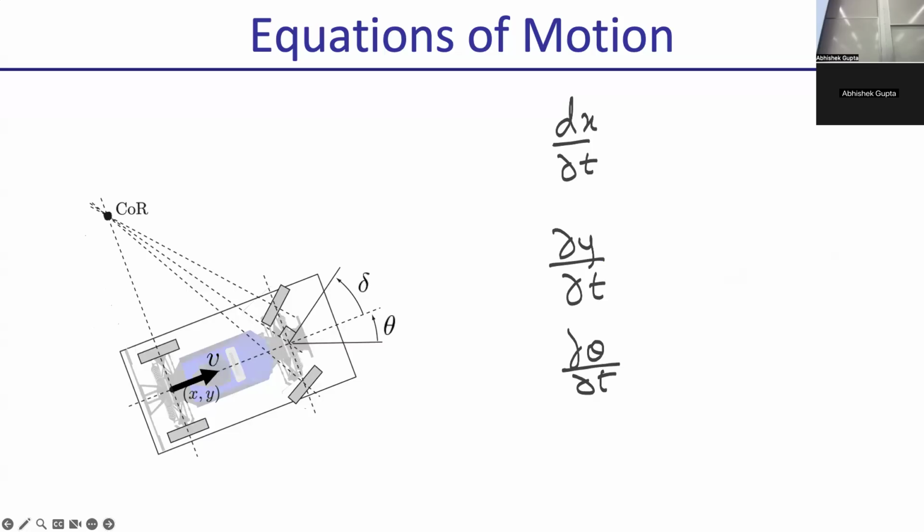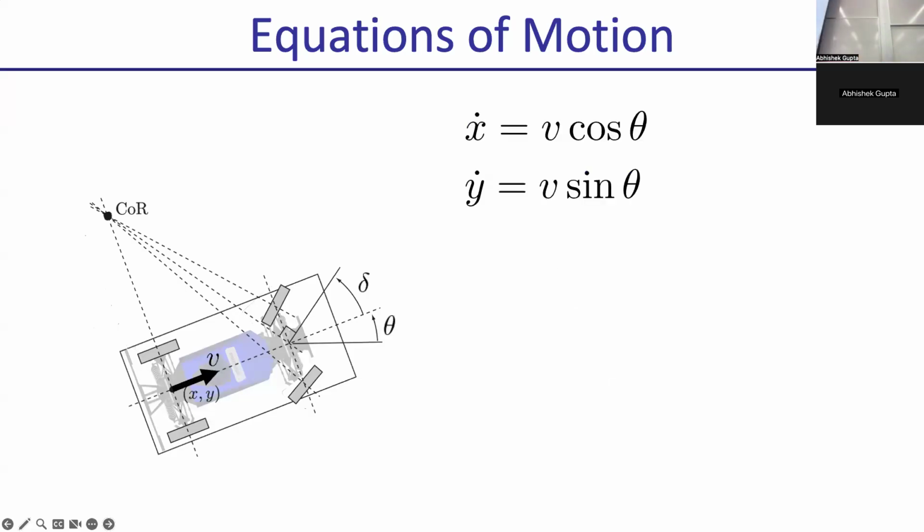One thing that will help is that we know this angle here is theta. V cosine theta, yeah. And what about dy dt? V sine theta, right? You can think of it as v along the hypotenuse, and you project it onto the x and y axes. So it's just v cosine theta and v sine theta.